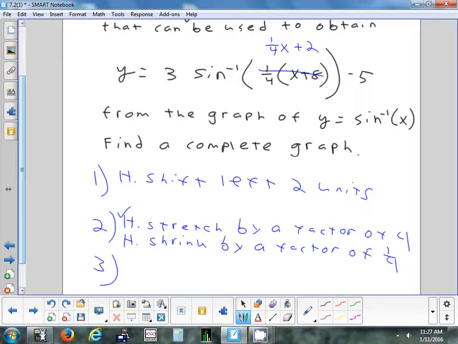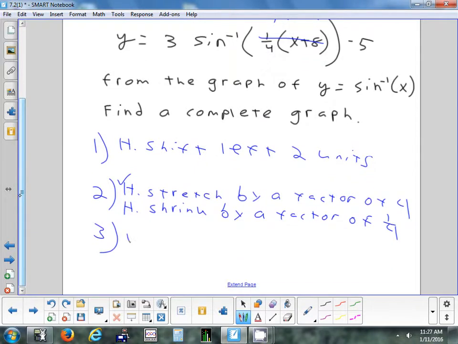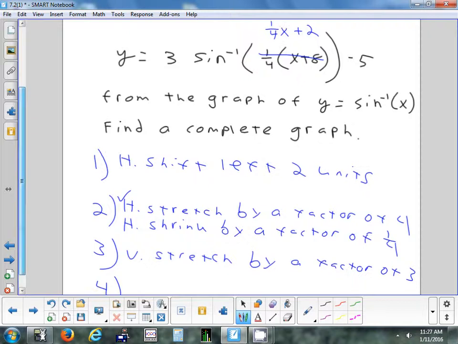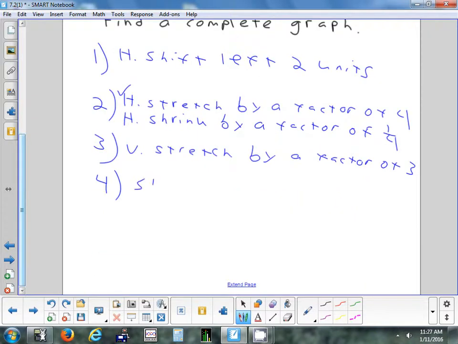Third thing. Yep. Vertical stretch by a factor of 3. And what's my last transformation? Shift down 5. Yep, shift down 5. You don't have to really write vertical shift. If you write down, down is vertical, so that's fine.